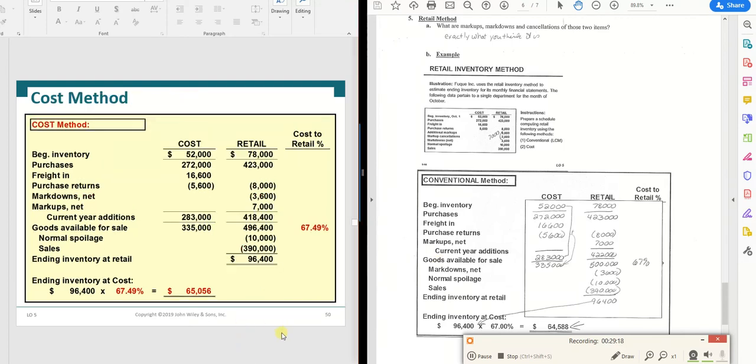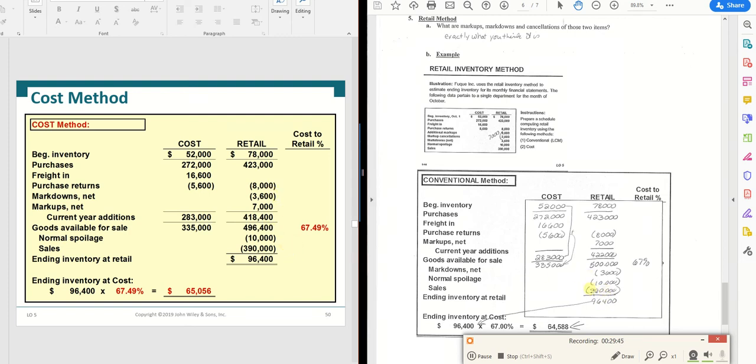Get it to move here, there. Is where they put this 3,600 down, the markdowns. In the conventional method, they put them down below the percentage. And over here, the only difference between this pane under the cost method and this one under the conventional method is this 3,600 is down here, this 3,600 is up here. Okay? Every other number is exactly the same.